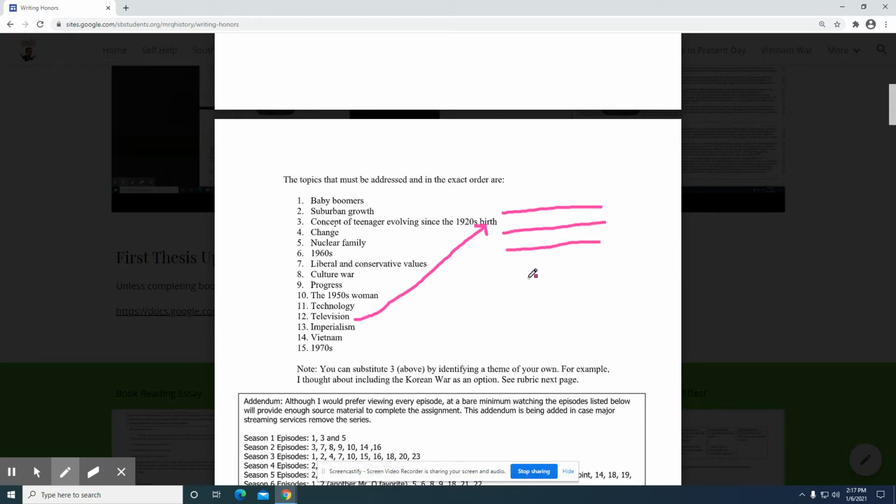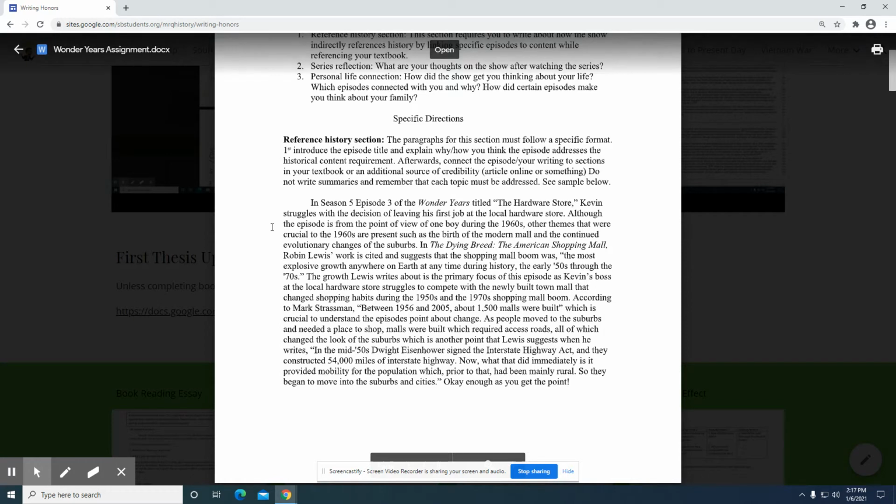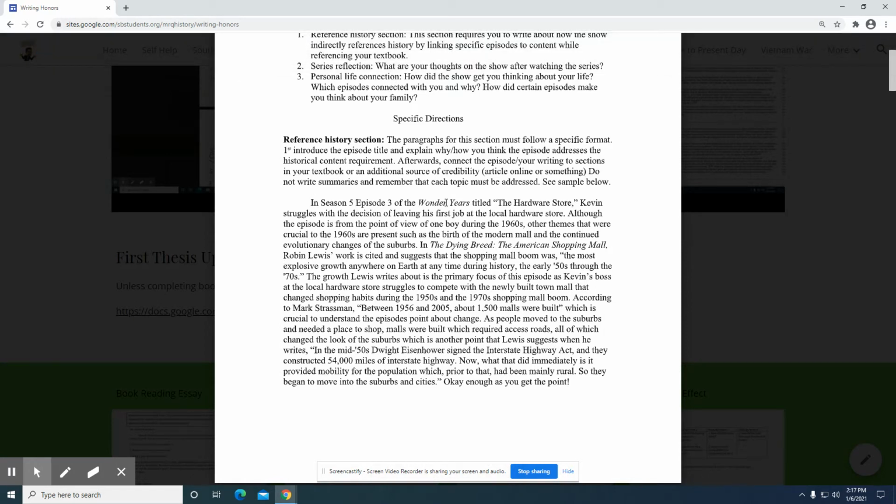But then you need to transition. I need to know something historic, and that historical information needs to be connected to the info here. So keep that in mind because that definitely is going to be something that I'm looking for. I'm not looking for just a summary of the episodes. You have to make connections to content, and they kind of give you that example here where I use season 5 episode 3 of the Wonder Years titled The Hardware Store, which happens to be one of my favorite episodes. Anyway, that's a different issue.